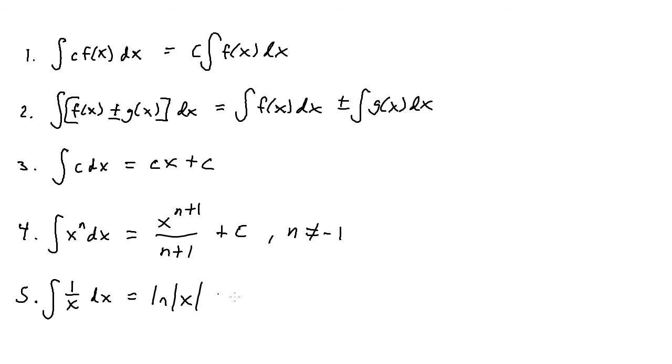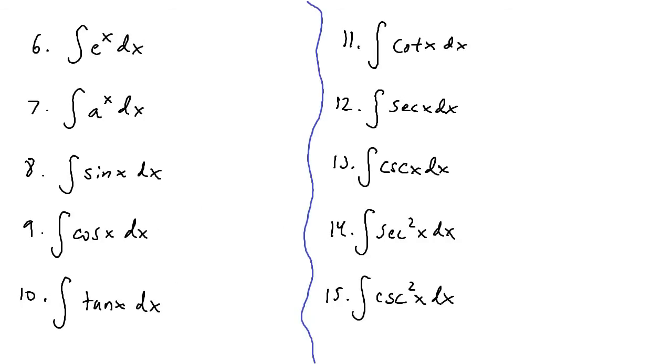Now going from 6 to 10, the integral of e to the x dx is going to be e to the x plus c. For number 7, the integral of some constant a raised to the power x dx is going to be a to the x over the natural log of a plus c. For number 8, the integral of sine of x dx. Remember, we derived negative cosine to get to sine, so the integral of sine is going to be negative cosine of x plus c. Now for number 9, the integral of cosine x is going to be equal to sine of x plus c.